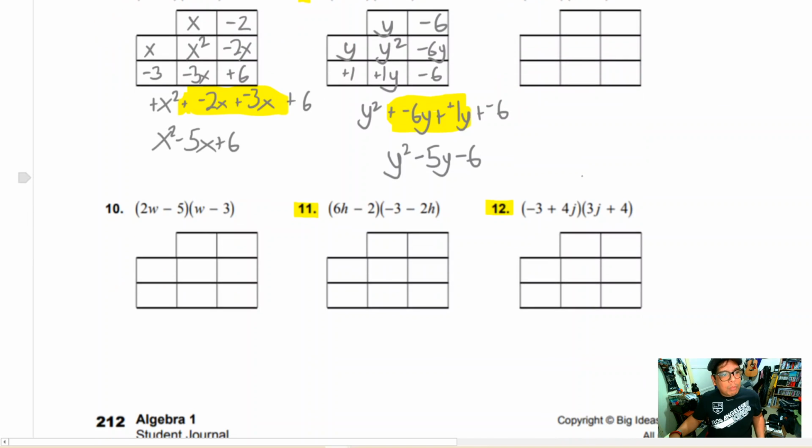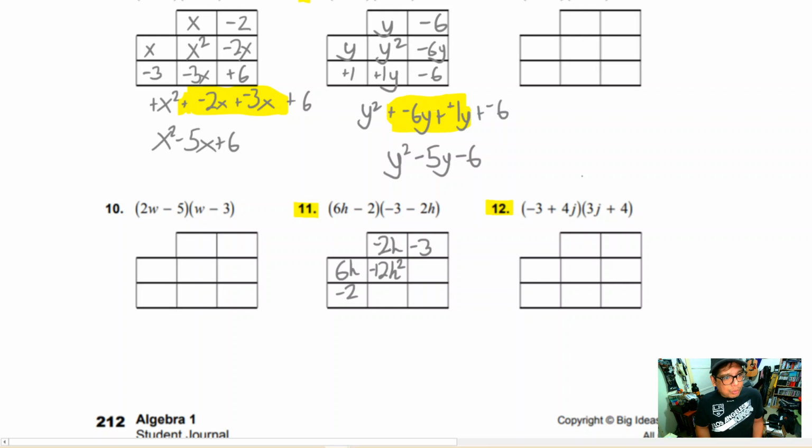Let's see, we've got a couple more to do here. Let's try and do them really fast. Let's do this first one. You've got 6h and a minus 2. We've got a minus 3 and a minus 2h. Actually, I don't like the way that looks. I'm going to reverse that order. I'm going to put a minus 2h here and a minus 3 over here. So let's multiply things together. 2h times 6h, that's 12h. So minus 12h squared.